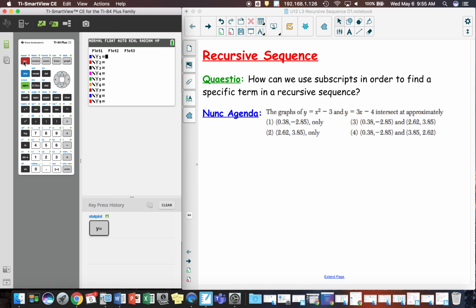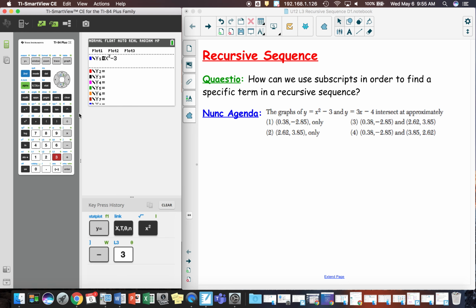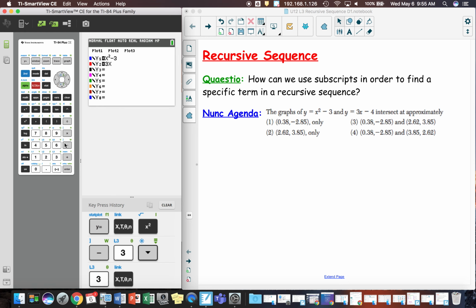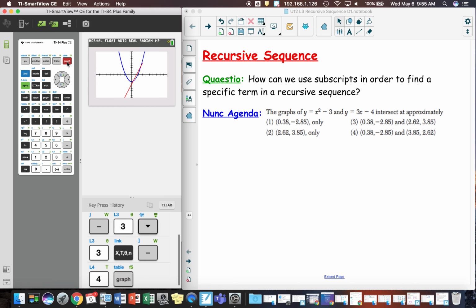To do that, we're going to go to y equals and type in both of these equations together. We have x squared minus 3 for y1, and for y2 we type in the second equation, 3x minus 4. When we press graph, we see two equations here. Now we can see 2 points where they intersect, and we could sort of tell what the answer will be, but we want to be absolutely sure.